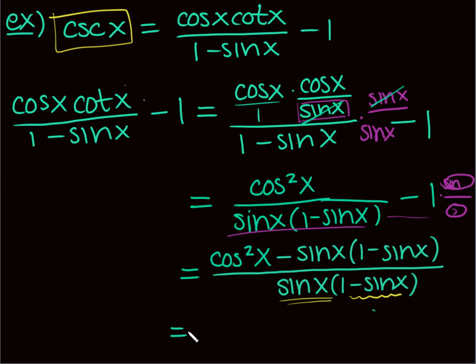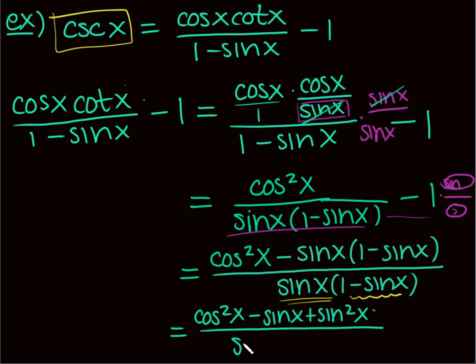So in the numerator, let's see what happens. I get cosine squared x. I'm going to take that sine x through. You can't cancel those sines. Don't you dare. I'm going to get minus sine x, and then I get plus sine squared x all over sine x times 1 minus sine x. Oh, guys, this is so great. You're going to love this.